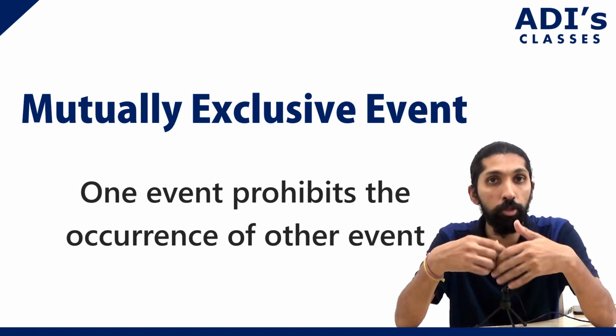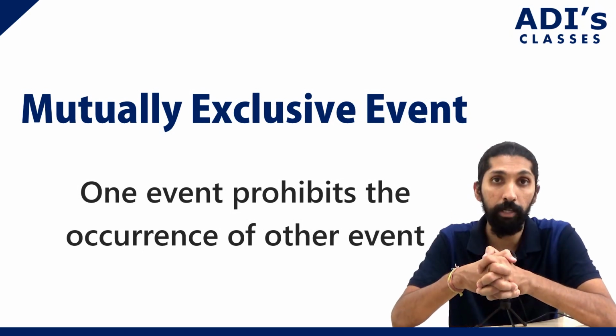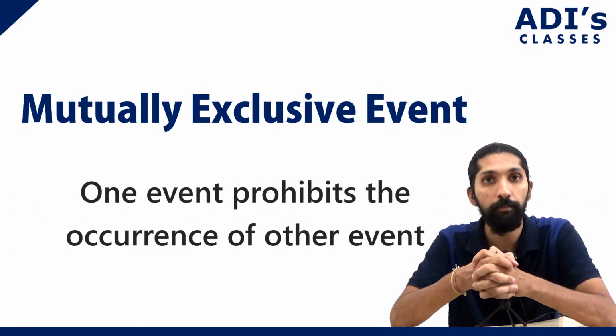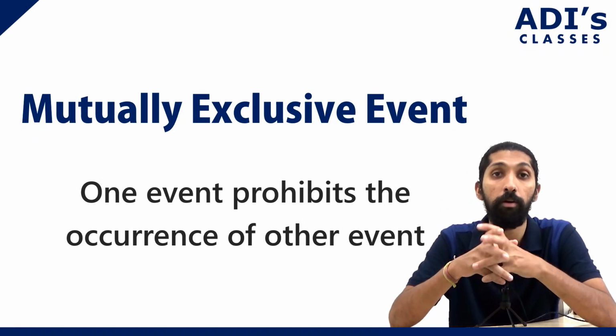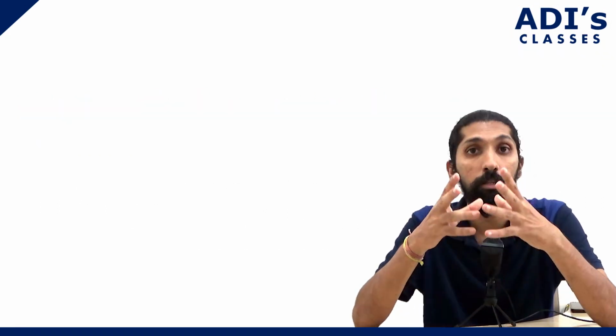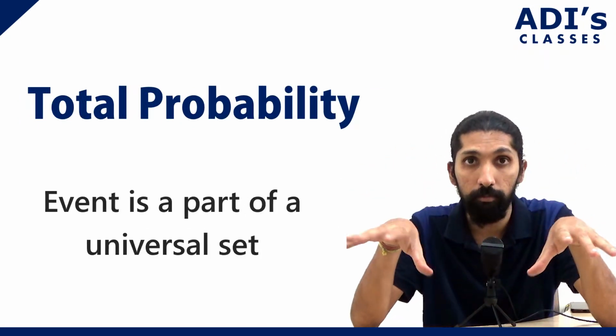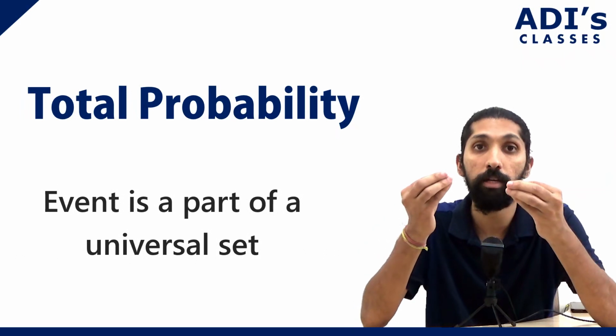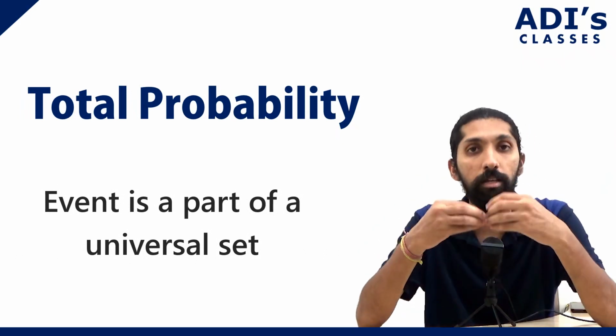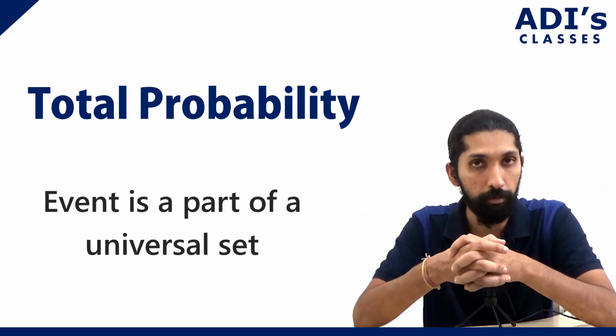Then, after mutually exclusive events and independent events and their mathematical form, we started discussing the next one, that is the total probability. So you have a total event, the total probability you are going to calculate, and you are going to understand the mathematical part of it.